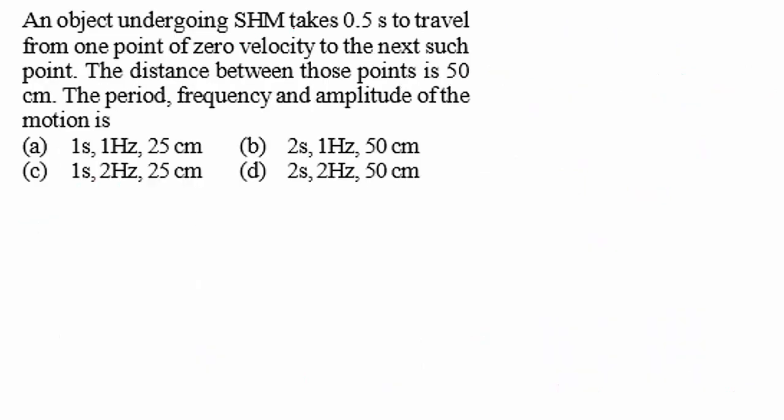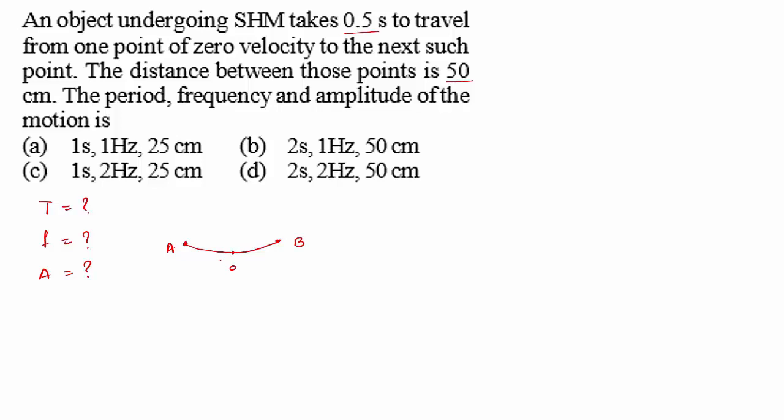An object undergoing simple harmonic motion takes 0.5 second to travel from one point of zero velocity to the next such point. The distance between those points is 50 centimeter. The period, frequency and amplitude of the motion is. We have to calculate time period, frequency and amplitude. So if I consider the particle at point A, it undergoes simple harmonic motion and it reaches point B. Is it clear?